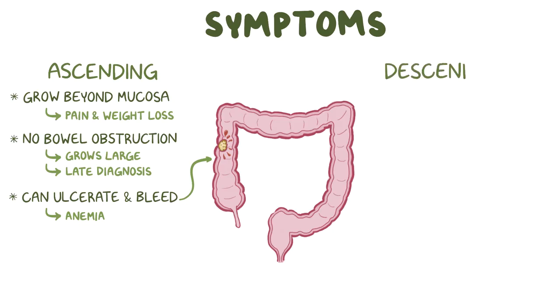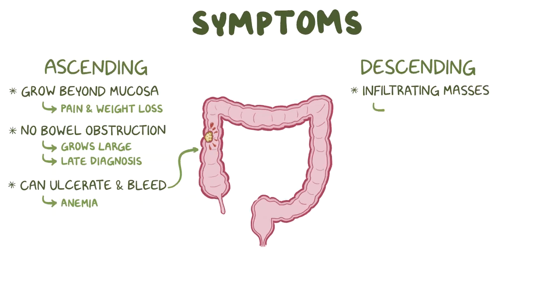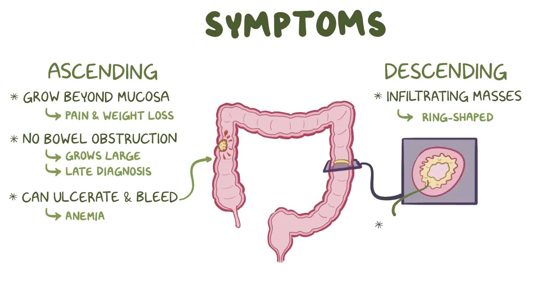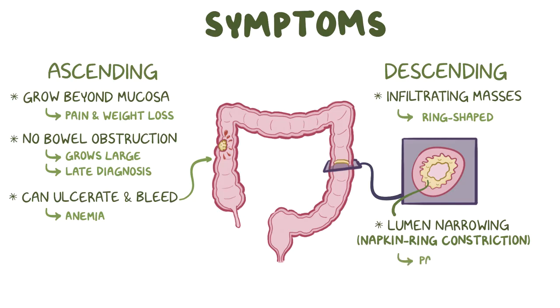Tumors located on the descending or left colon are generally infiltrating masses, meaning that they tend to be ring-shaped masses that involve the whole circumference of the colonic wall. This causes lumen narrowing, referred to as napkin ring constriction, so symptoms of bowel obstruction typically happen early on. Bowel obstruction can cause colicky abdominal pain and blood-streaked stools, called hematochezia.